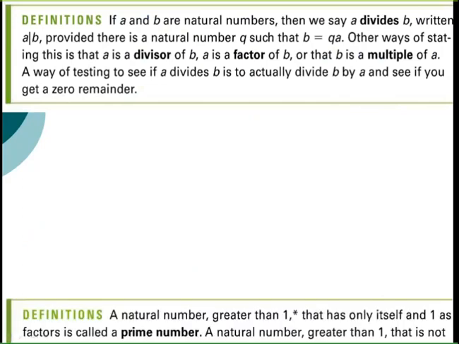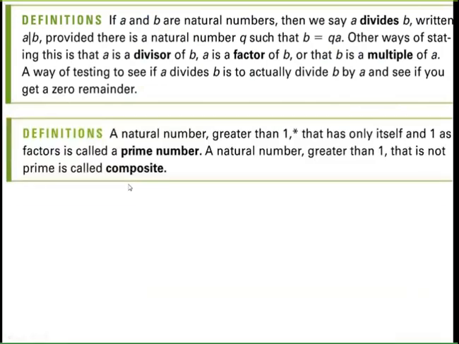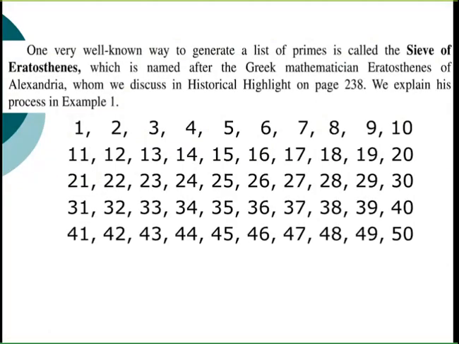Okay, so prime means that you've got a natural number greater than 1, and the key here is greater than 1. In other words, 1 is not prime. A number that has only itself and 1 as a factor is called prime. In other words, no number goes in evenly. If a number is not prime, it is called composite. So like 4 is divisible by 2 and 4. It's called composite.